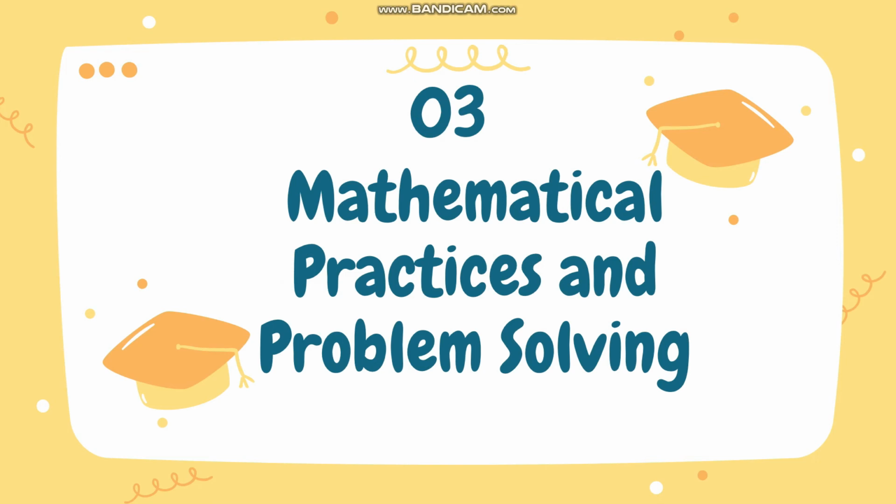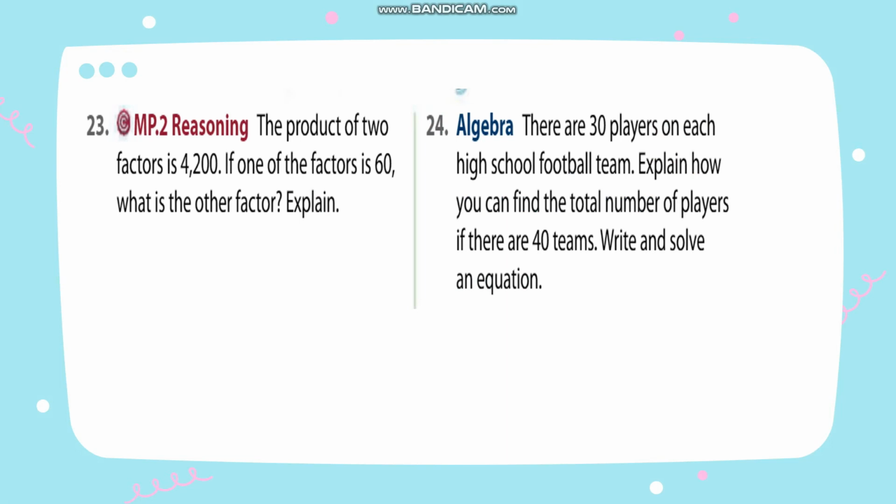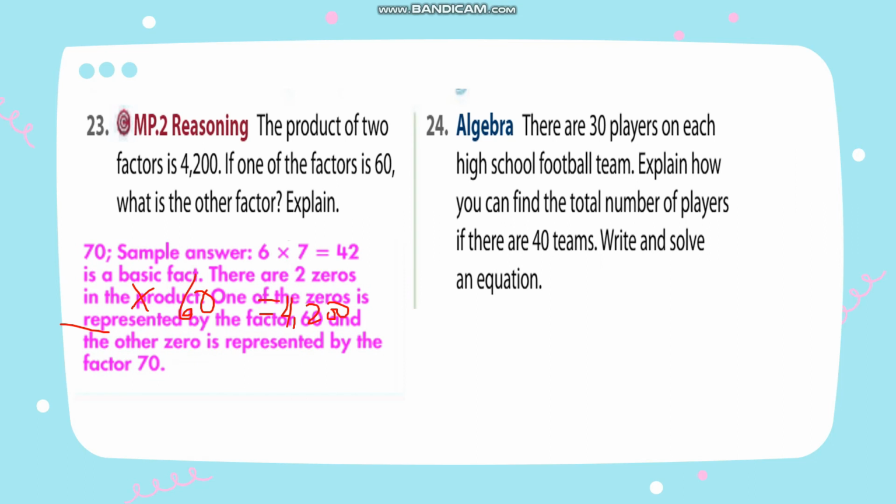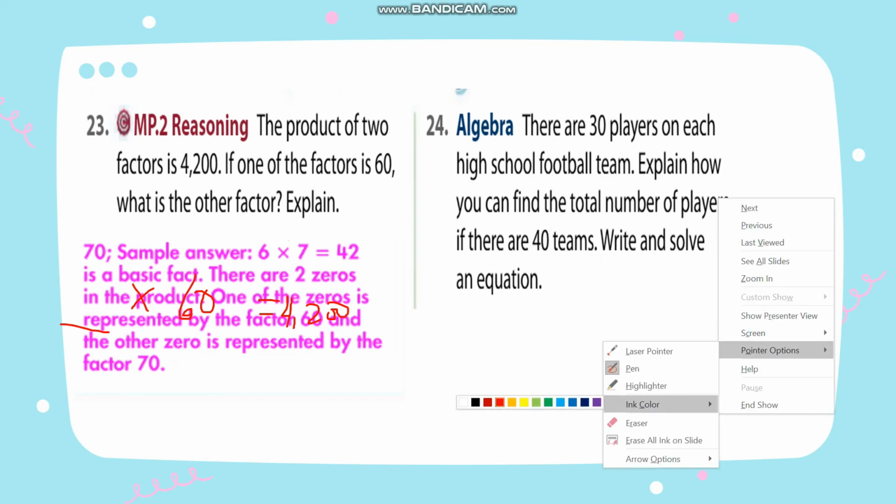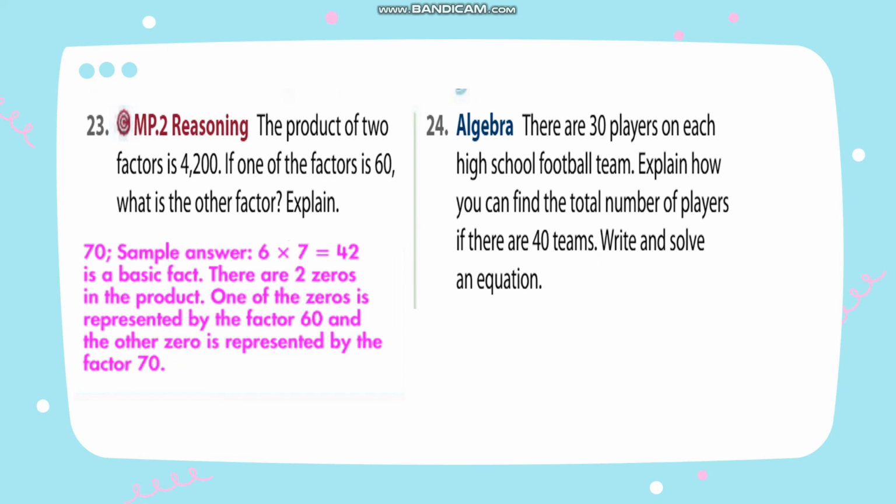Now, let's proceed to the mathematical practices and problem solving. The product of two factors is 4,200. If one of the factors is 60, what is the other factor? So it means the product is 4,200 and one factor is 60. So what number to be multiplied by 60 to make it 4,200? So the answer is 70. Okay? Because 60 multiplied by 70 is equivalent to 4,200.